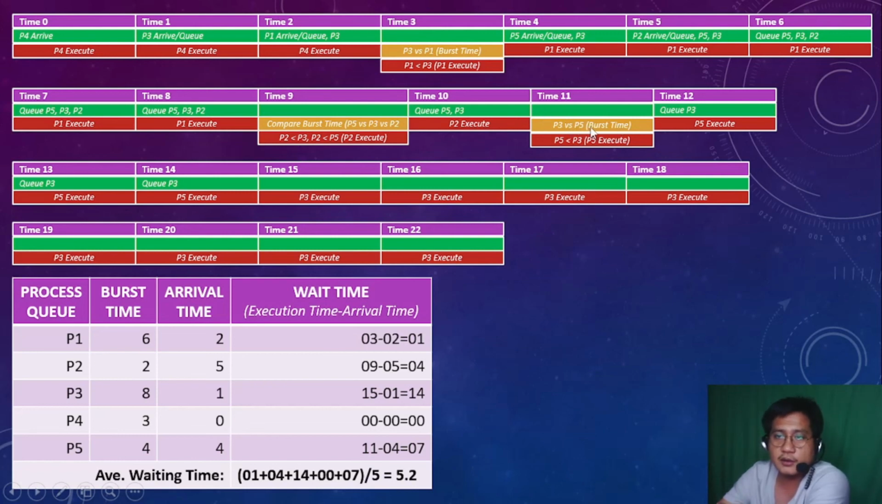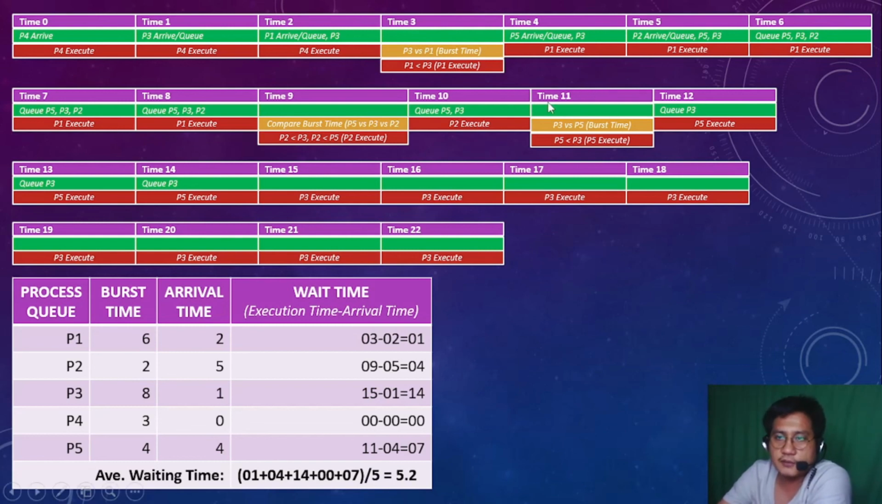therefore at time 11, we are going to compare the two remaining processes, which are P3 and P5. Now we have to look into their burst time. Since P3 has a burst time of 8, while P5 has a burst time of 4, that means P5 will get the CPU's time. So process 5 will be processed in the central processing unit because it has only 4 burst time compared to P3 that has 8 burst time.